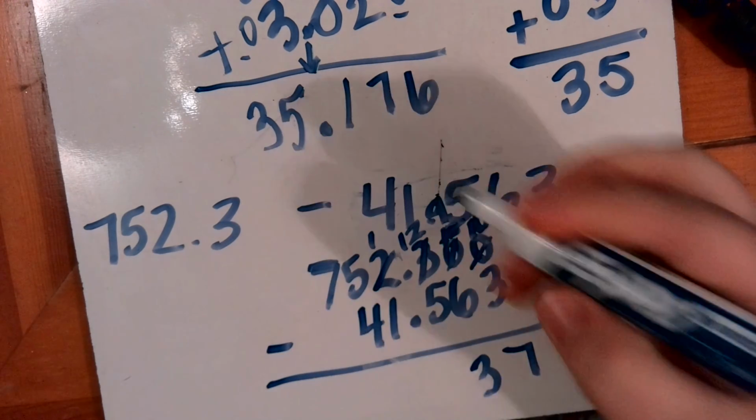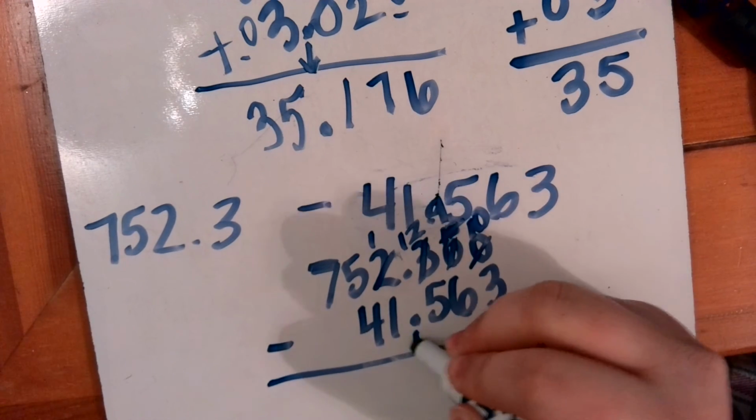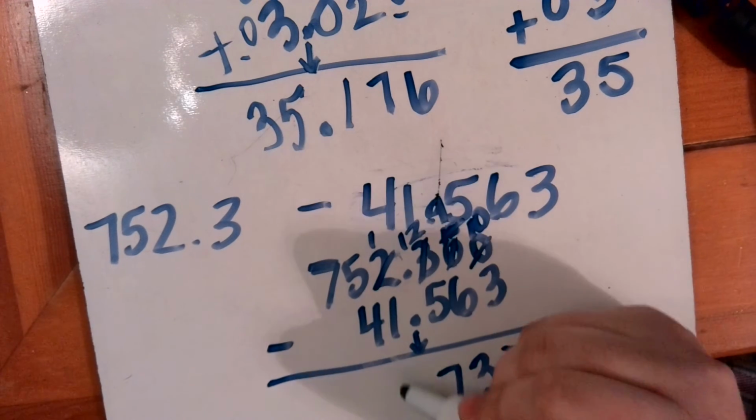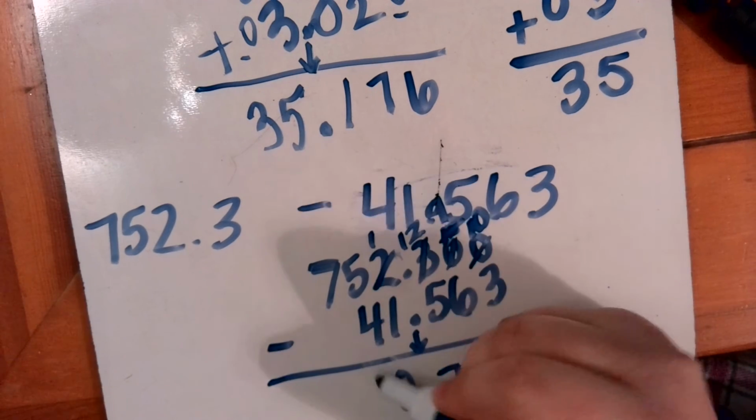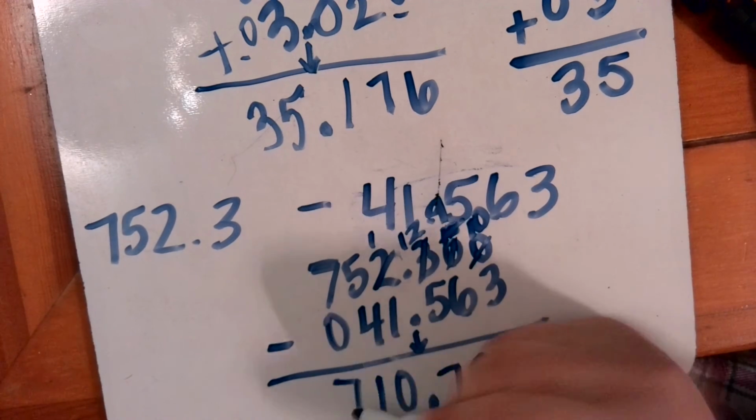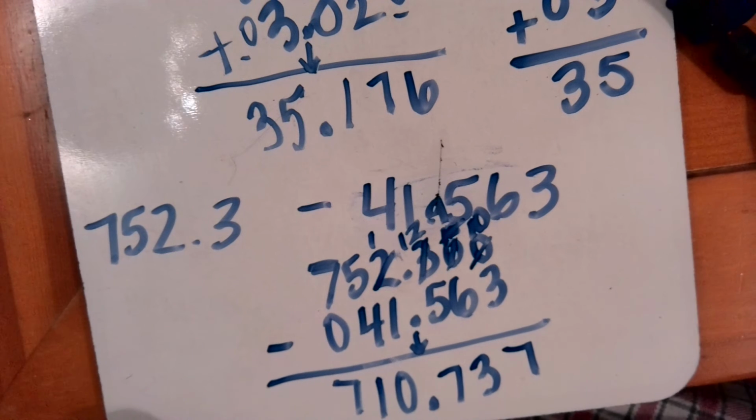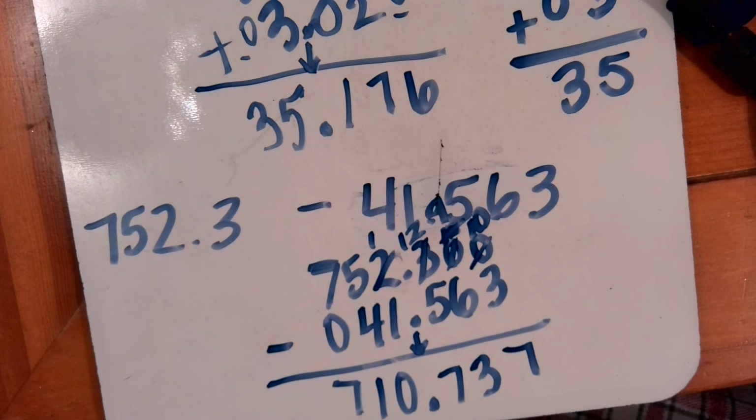12 minus 5 is 7. Bring down your decimal. 1 minus 1 is 0. 5 minus 4 is 1, and 7 minus 0 is 7. So the answer is 710 and 737 thousandths.